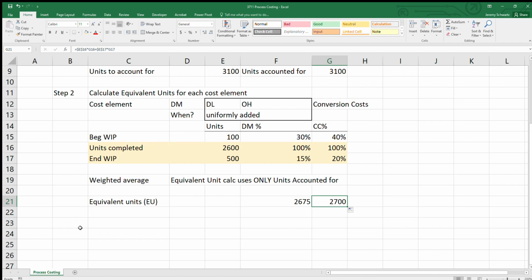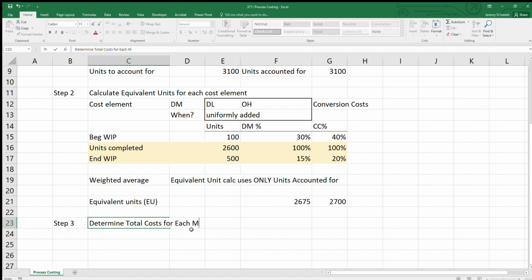Well, since this is a cost accounting class, we're going to need some information about costs. And again, this will be information that you'd have to be accumulating or being given in these reports. But here we're going to need to determine the total costs for each manufacturing input, so basically for direct materials and conversion costs.